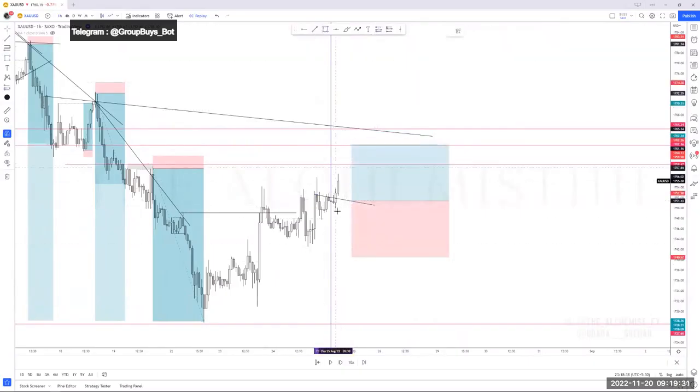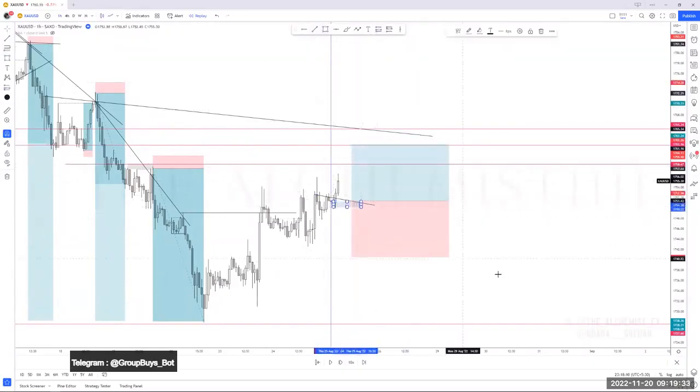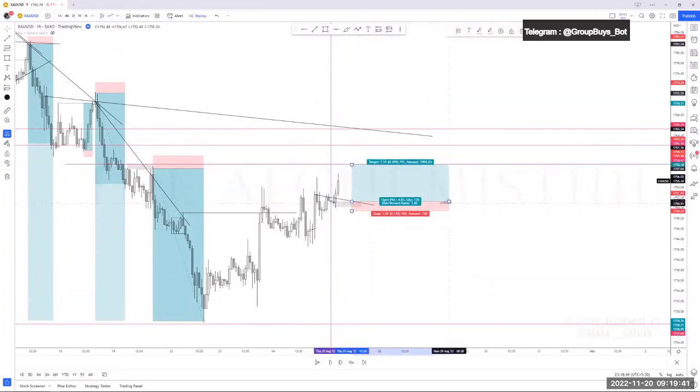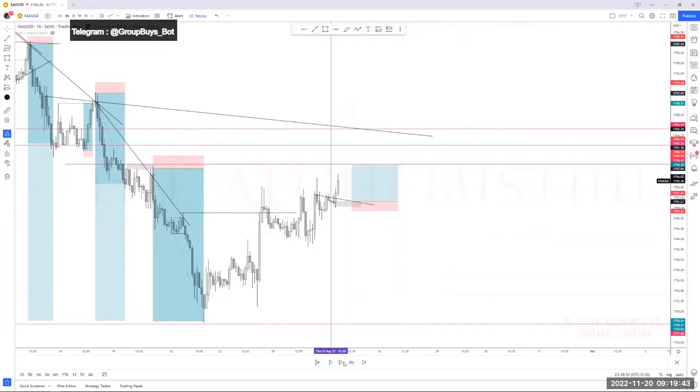Because why do we have these levels as well? Can you see it? As a POI. Stop loss, let's place it somewhere around here and target these areas at least for 60 pips. If it comes here, okay.